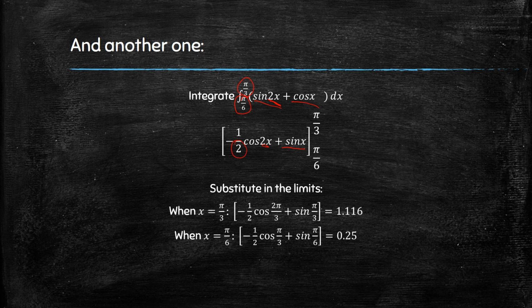And again, just subtract those two. So you've got 1.16 minus 0.25, which equals 0.86. And that's how you find definite integrals.